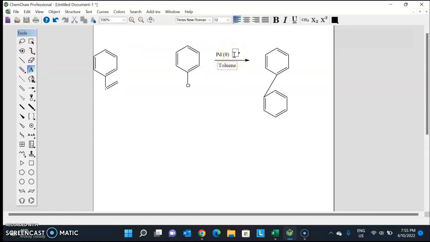And like I said, we'll be using copper iodide. And, oh yeah, we would have palladium 0 in there still. So, but once again, same thing. It does the same thing.